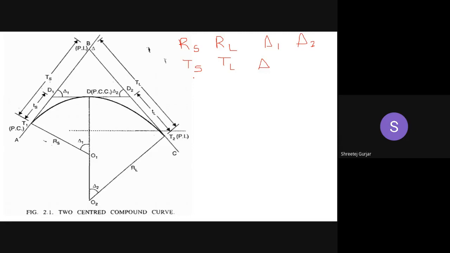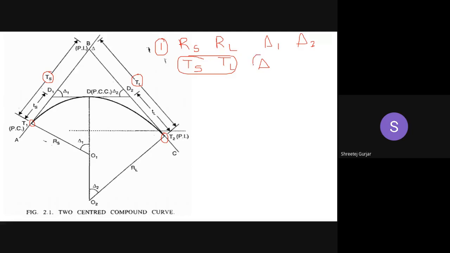We have learnt 5 cases. You can apply whichever of those 5 cases is applicable here, depending upon the given variables, and calculate the remaining 3. So that is the first step, calculation of all the elements. Once you know that, TS and TL are known to us. Once you know the length of your tangents, you can see here TS is here, TL is here, you can set out T1 and you can set out T2.